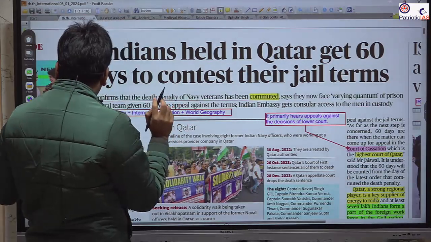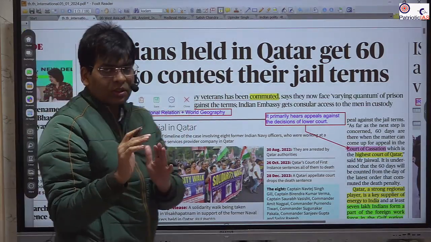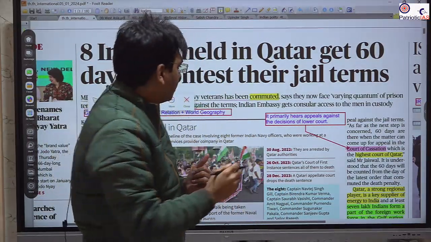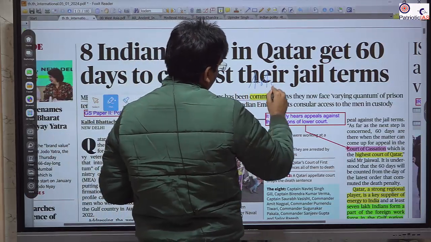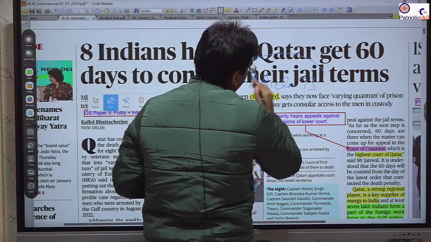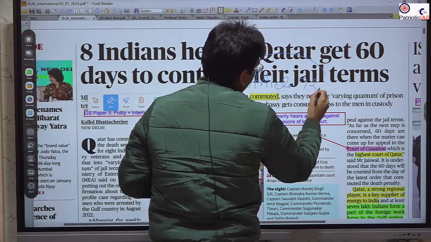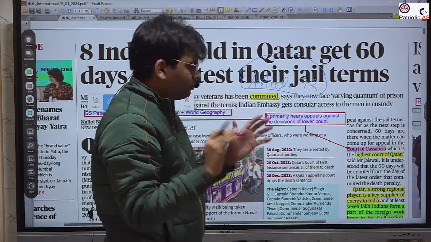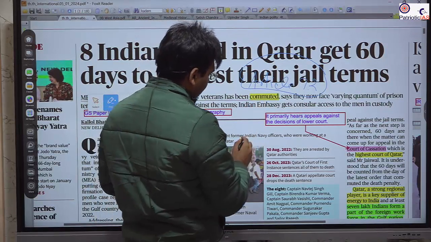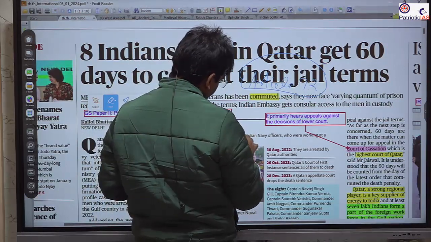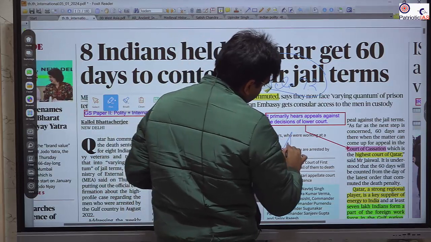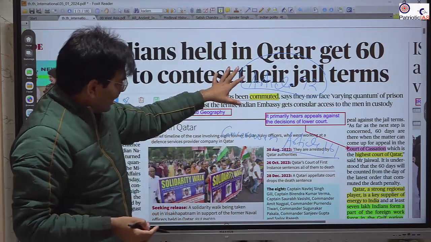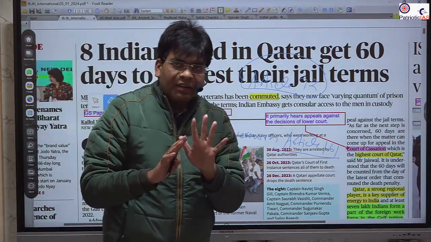Which area is related to the polity? Commutation. This comes under the pardoning power of the president, and it comes under Article 72. Article 72 is for the president, and the same pardoning power, with some changes, is with the governor under Article 161. There are 5 terms under this.